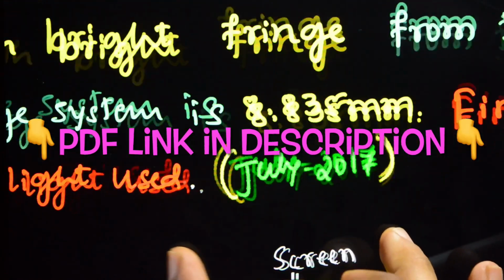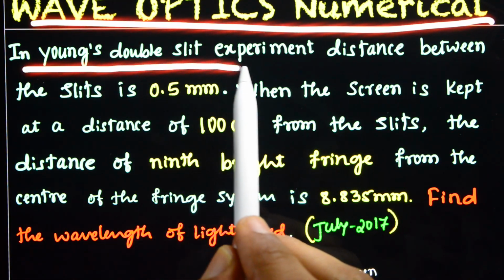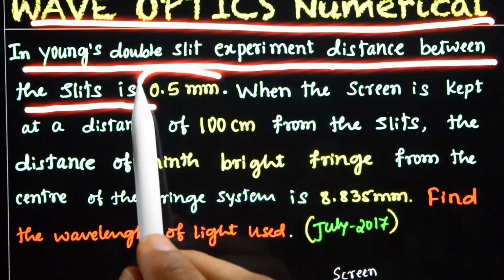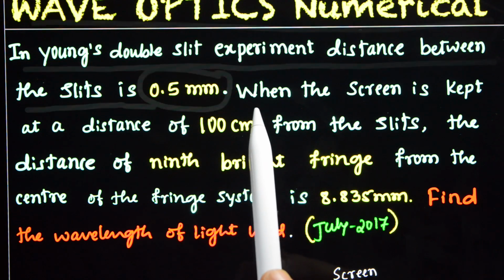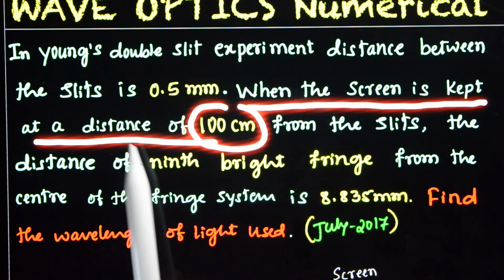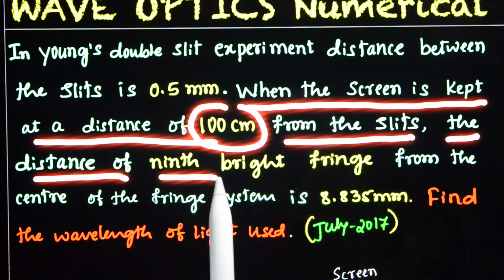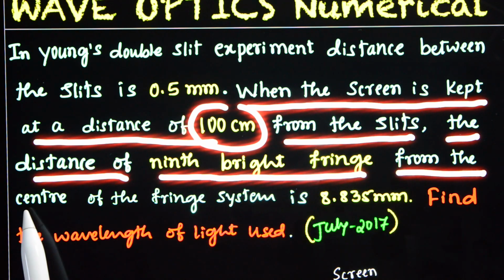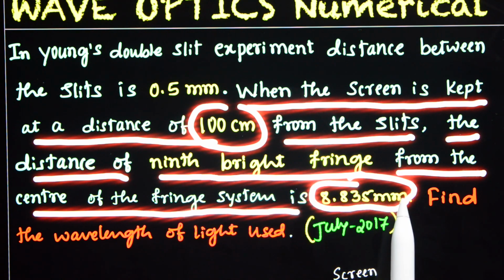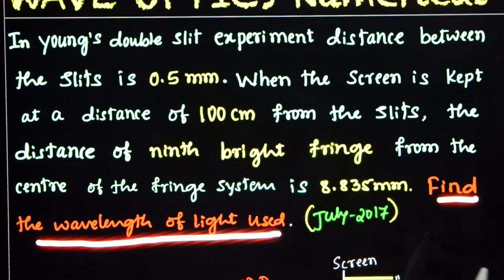Optics numerical, July 2017. In Young's double slit experiment, the distance between the slits is 0.5 mm. When the screen is kept at a distance of 100 cm from the slits, the distance of the ninth bright fringe from the center of the fringe system is 8.835 mm. Find the wavelength of light used.